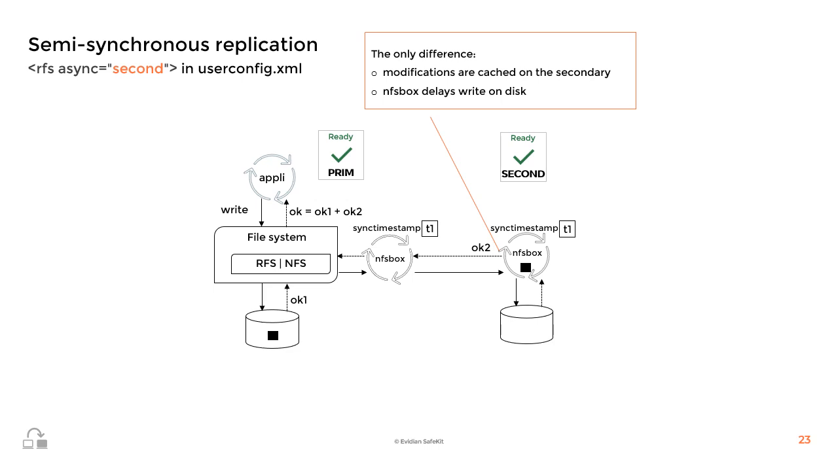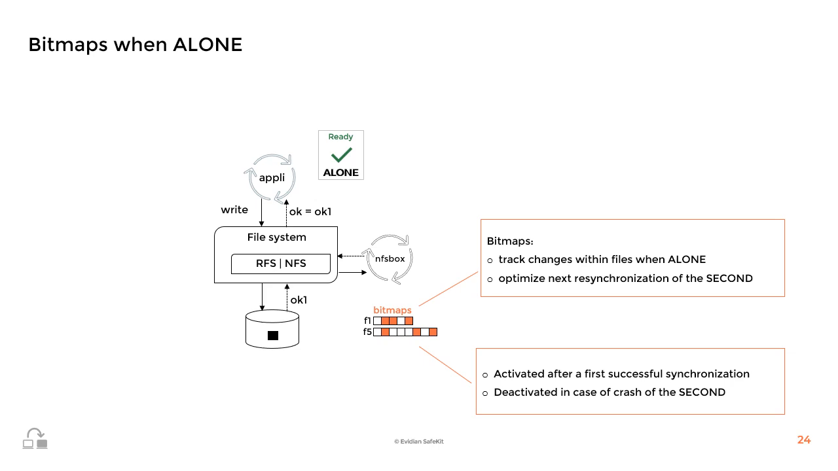When a node is alone without a secondary, the NFS box retains all modifications made by the application inside replicated files and bitmaps. The goal is to optimize file resynchronization on the secondary node when it is restarted. Note that the bitmaps are activated only after a first successful synchronization between nodes and are deactivated in the event of a crash of the secondary node.